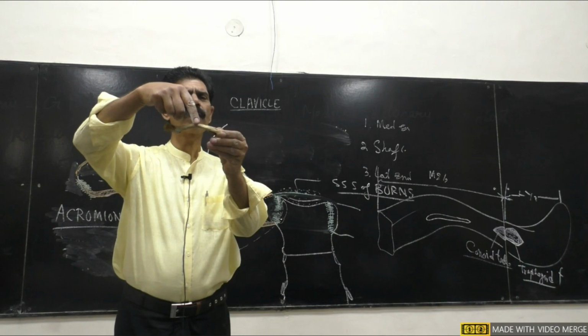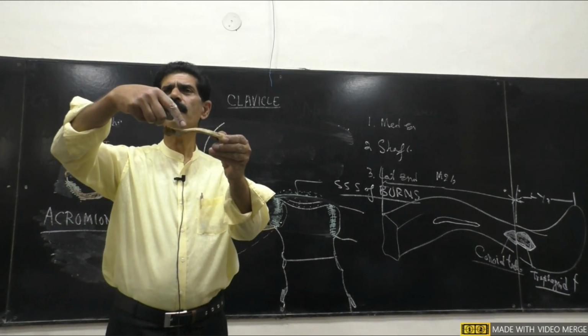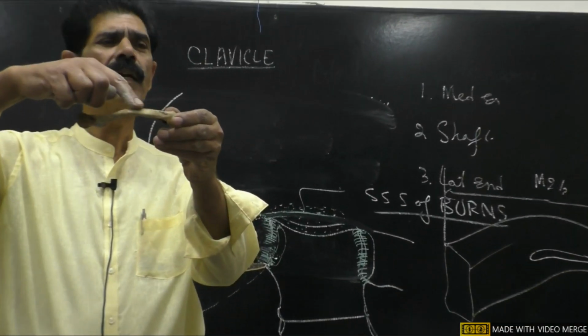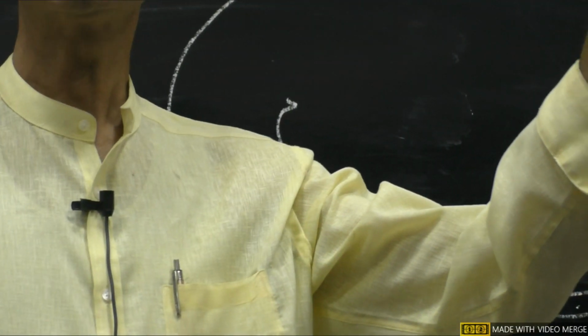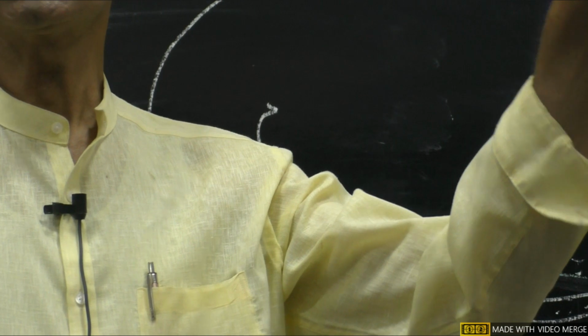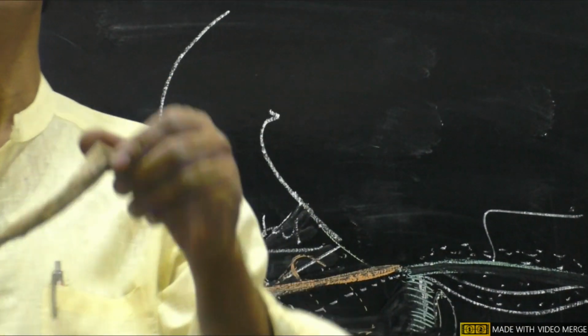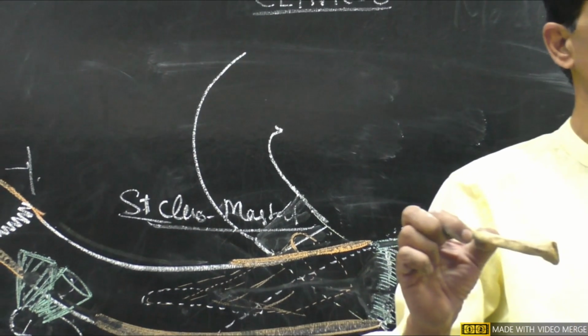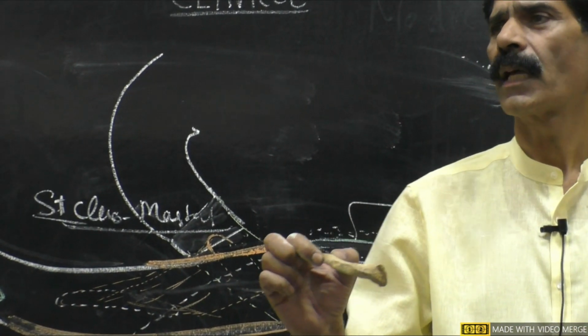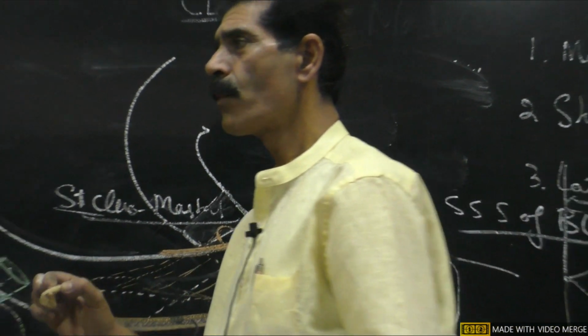Medial 2/3 is convex forward and lateral 1/3 is convex posterior. So again it is a curved bone, sinuously curved. So sudden change in the curvature is the weak point of any bone. Like the first rib, the clavicle bone is very much fractured at the junction of the lateral 1/3 and medial 2/3. You have to remember about the fracture.